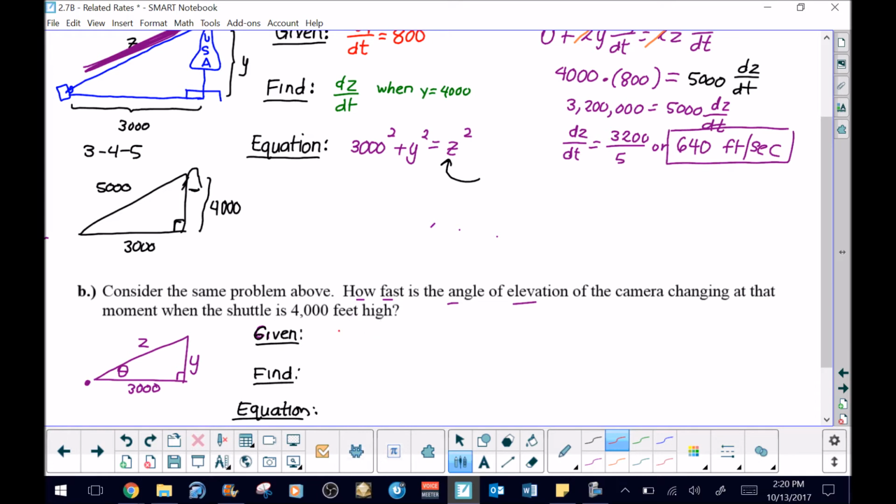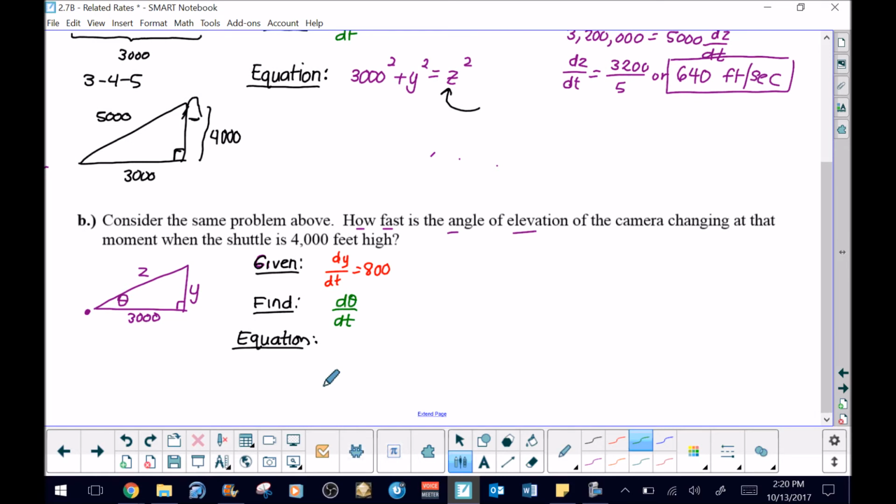Now, our find is certainly going to be different. We want to know the rate of change of this angle, so we are going to use d theta dt. That's the first time for us as a class right now. And for our equation, I don't think the Pythagorean theorem is going to come to our rescue now. Because we're dealing with an angle change, we're not dealing with algebra or geometry anymore. What class are we going to deal with in the problem?